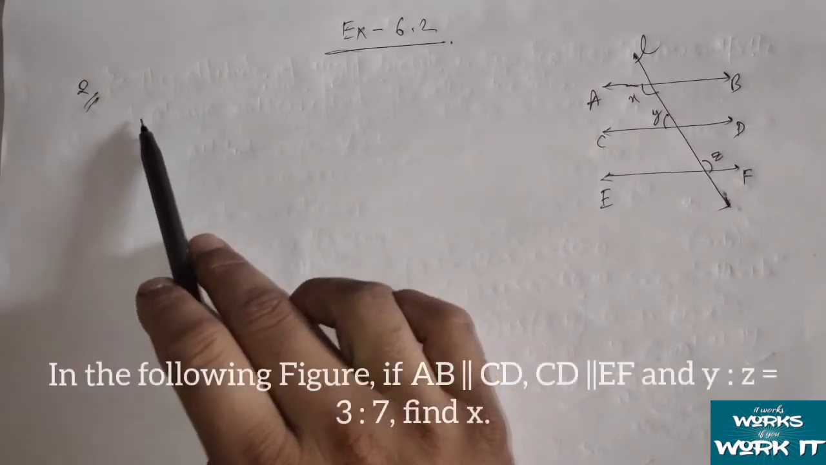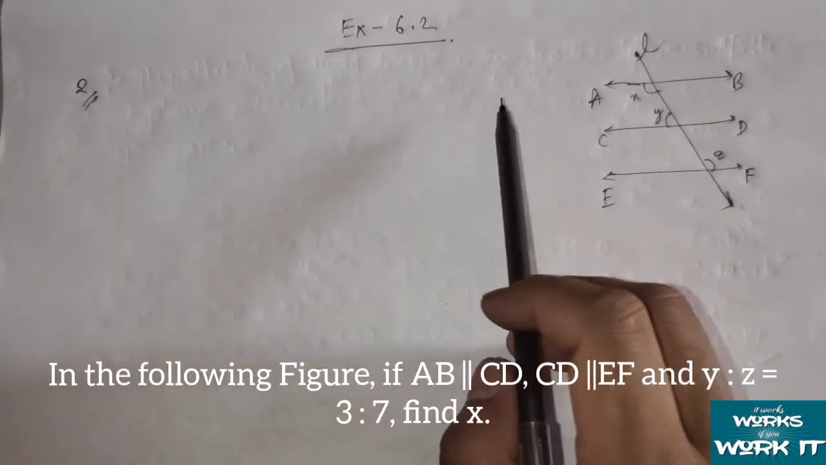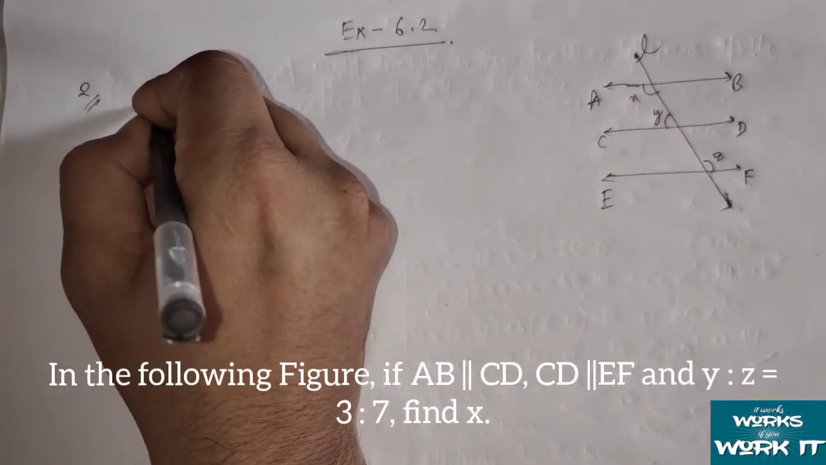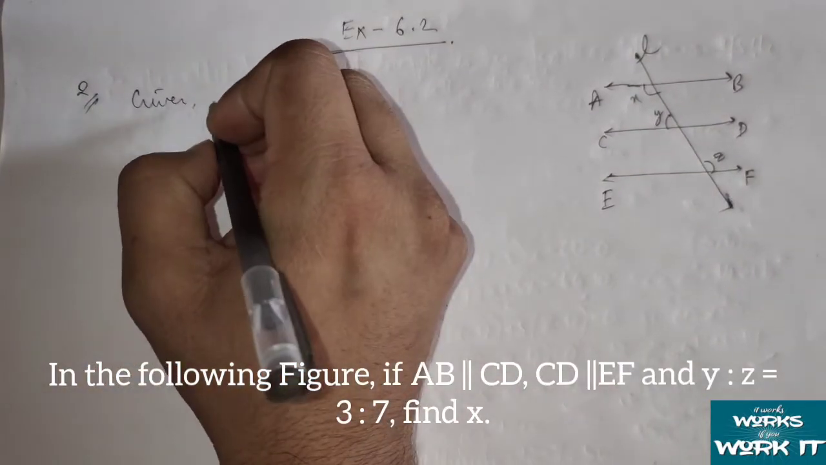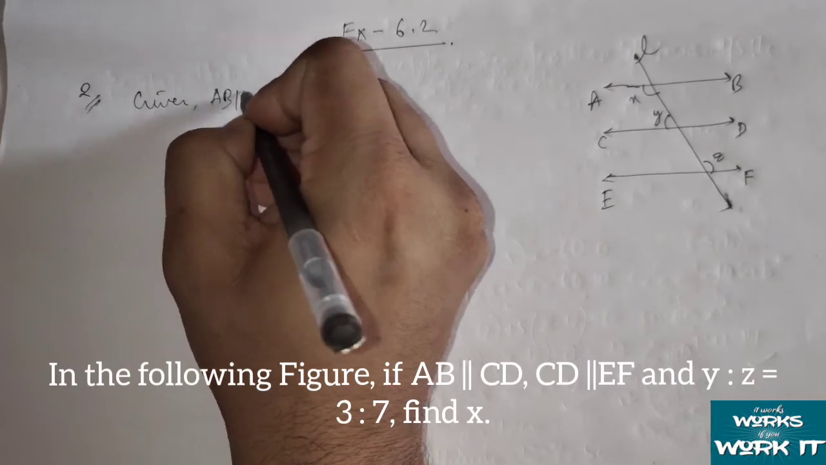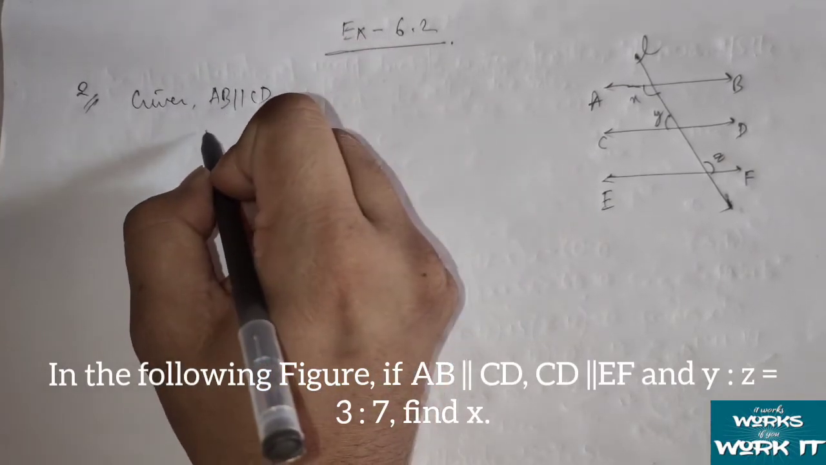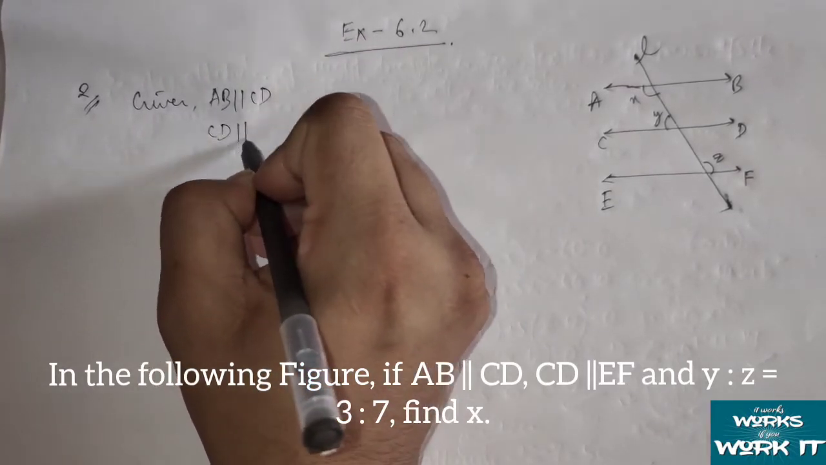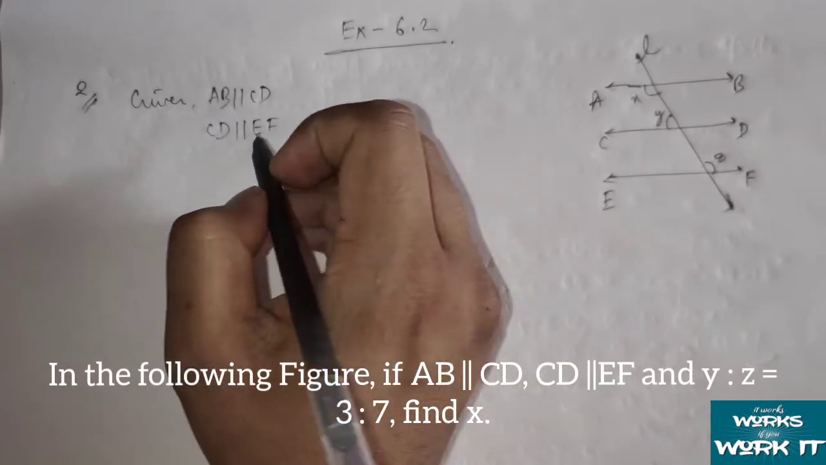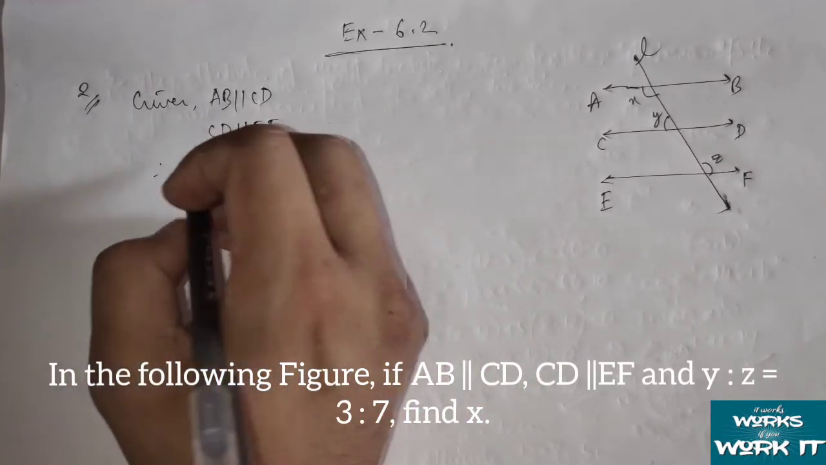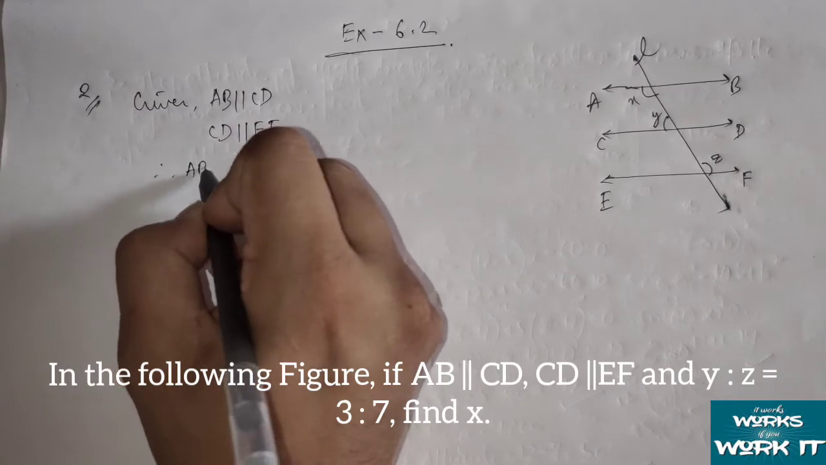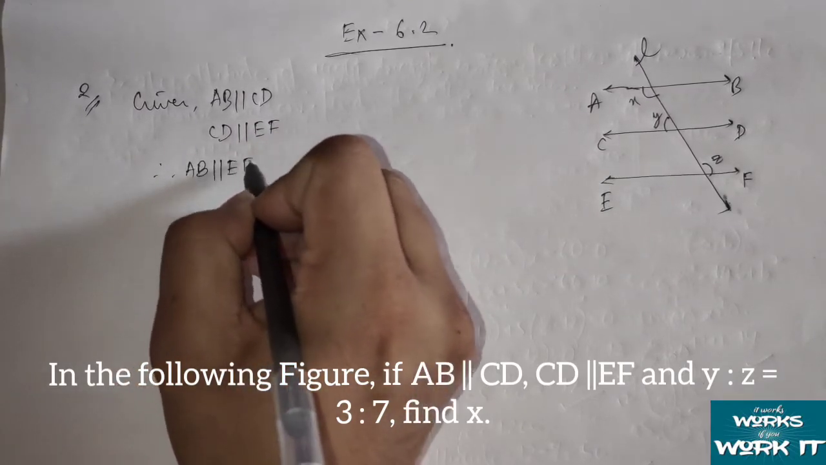Students, now we will be doing question number 2 of exercise 6.2. Okay, so first we will write the given part here. What is given? AB is parallel to CD, and CD is parallel to EF. So from both these things we can write AB will be parallel to EF.